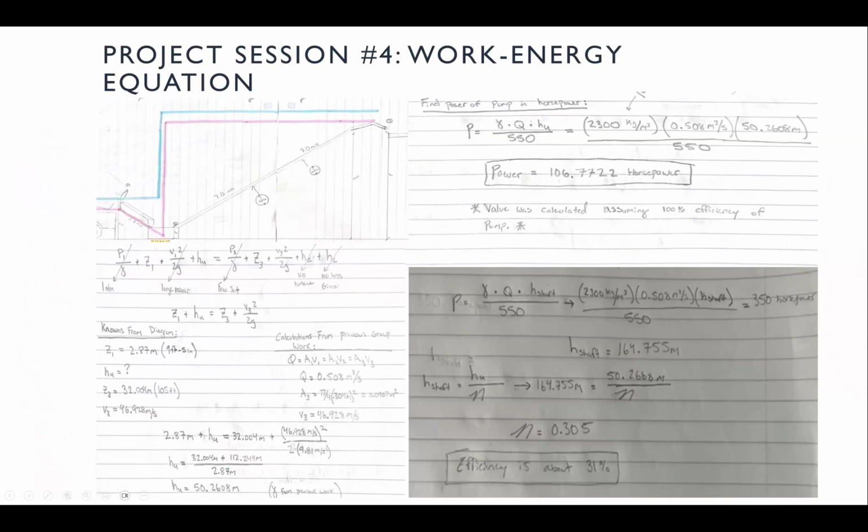Project session number 4, work energy equation. Now we first drew a diagram of our system, which you can see the EGL highlighted in blue and the HGL highlighted in pink, as well as I'd like to note that the horizontal datum is located around point 2 at the bottom of our worksheet.